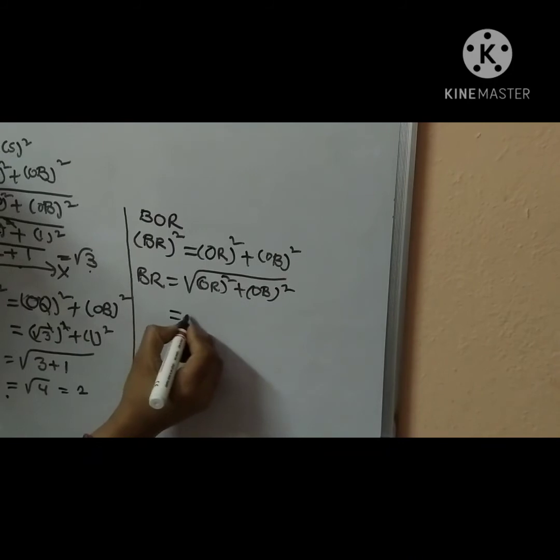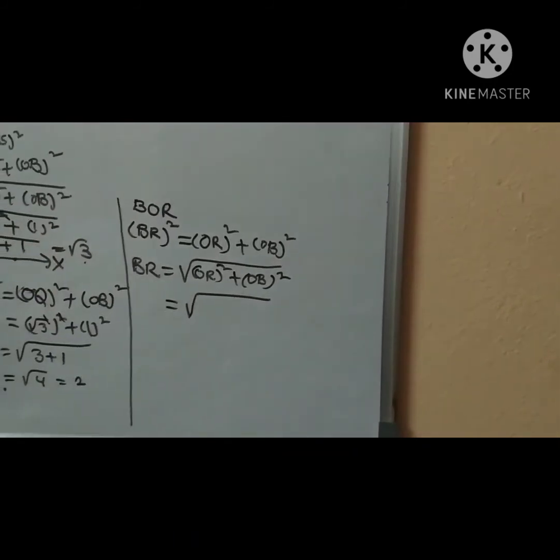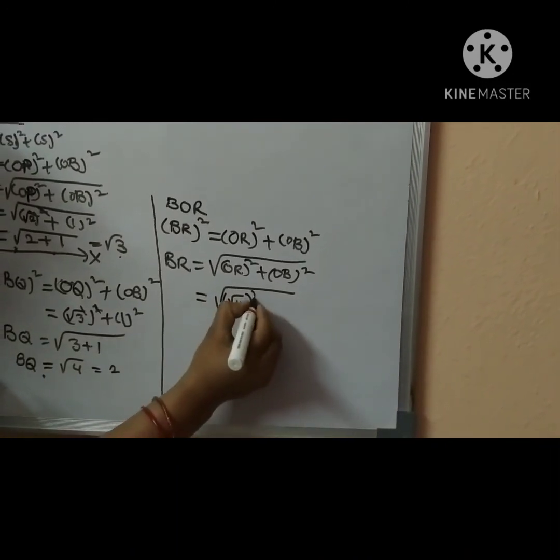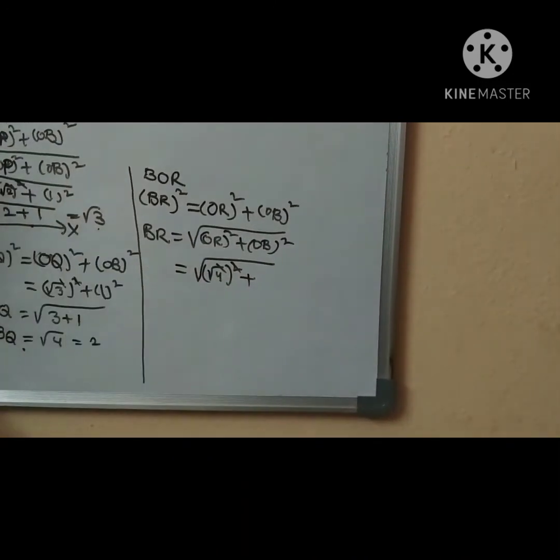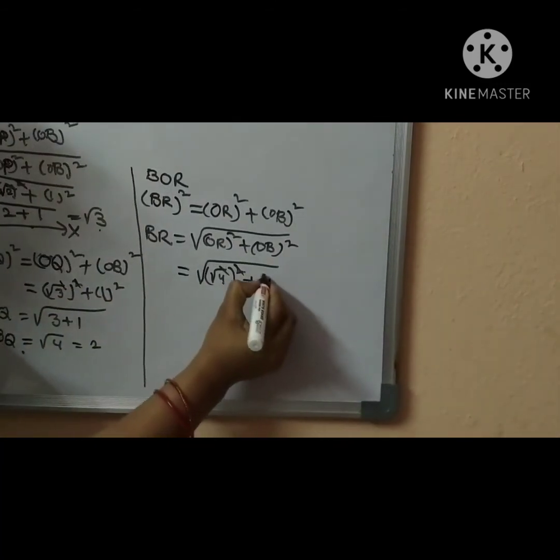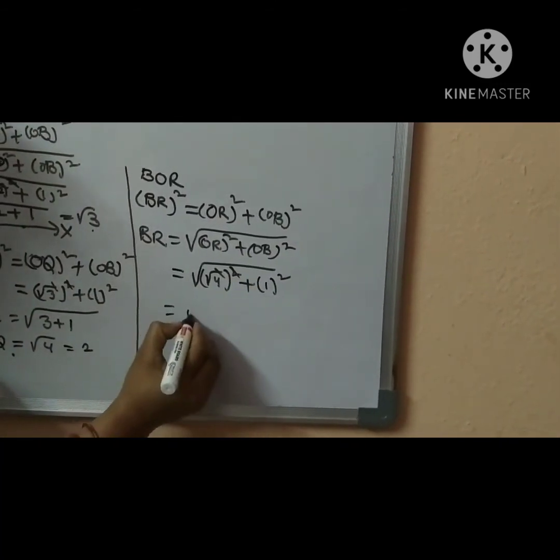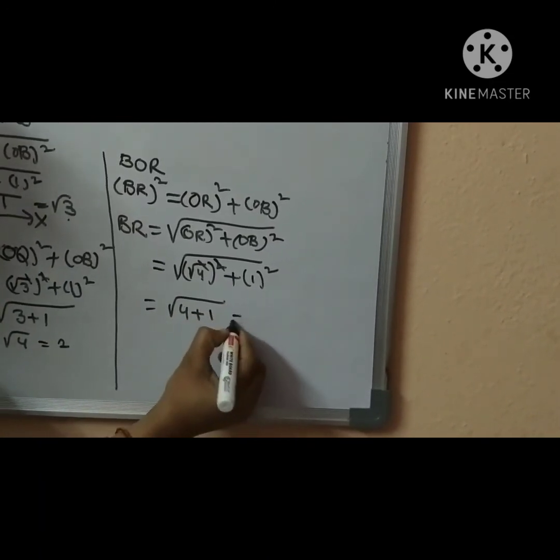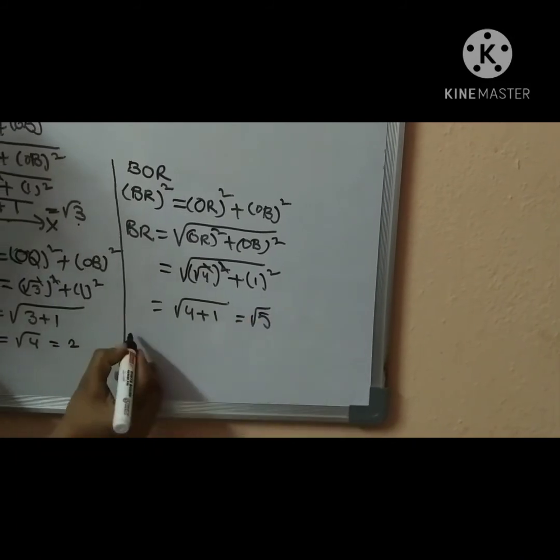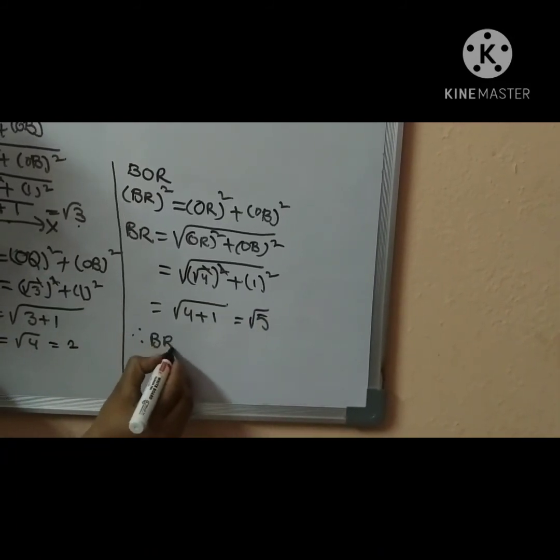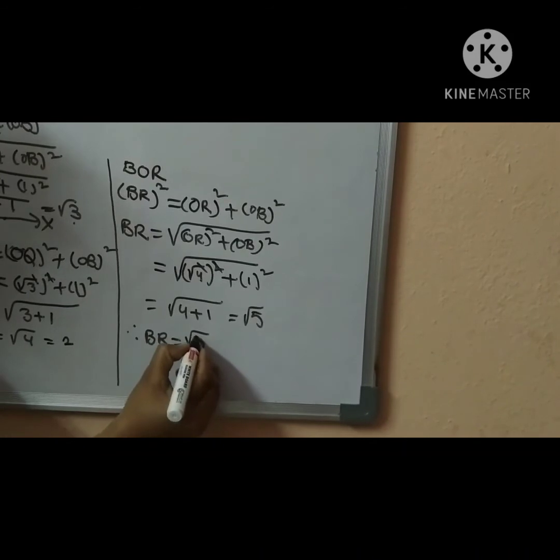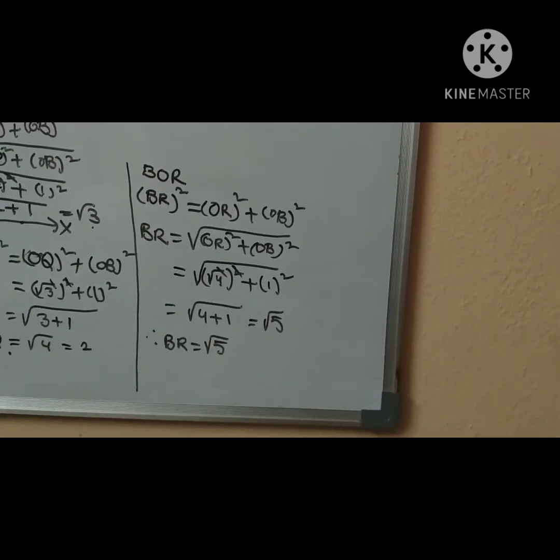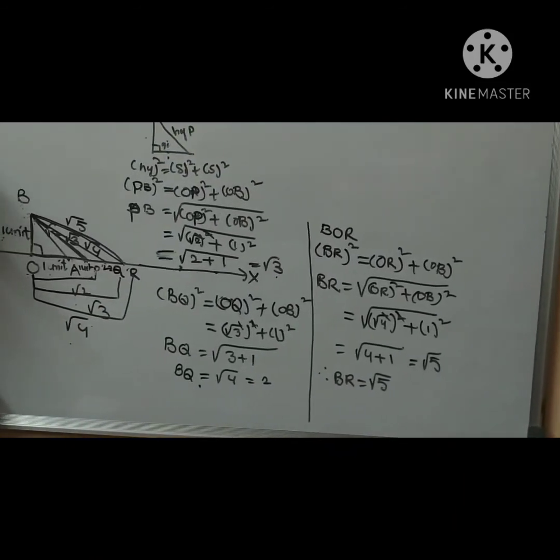Okay children. So here OR, the distance, is OR equal to root 4 whole square. Square root cancel, plus OB is 1 unit. So here write 1 whole square. So square root cancel, remaining 4 is there, and 1 square means 1, equal to root 5. Therefore BR equal to root 5. The distance is BR equal to root 5. Okay children, did you understand?